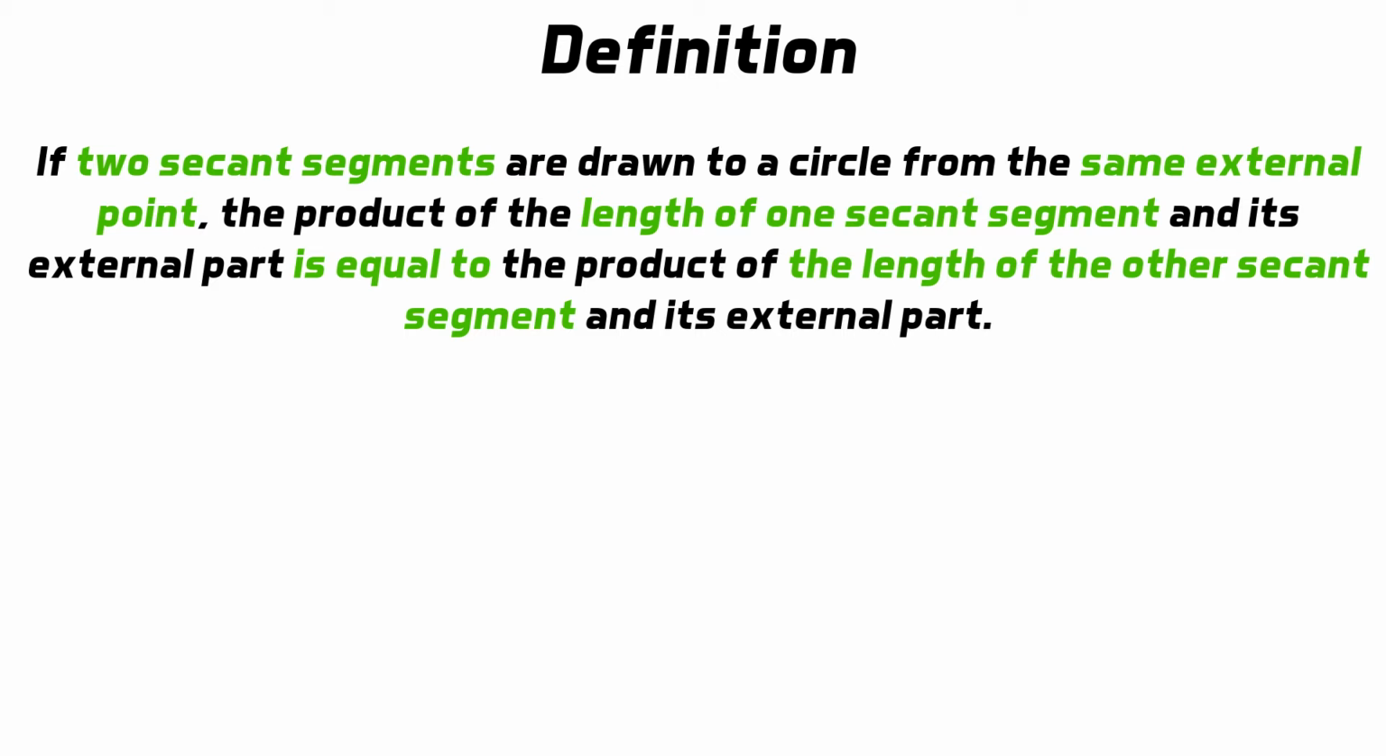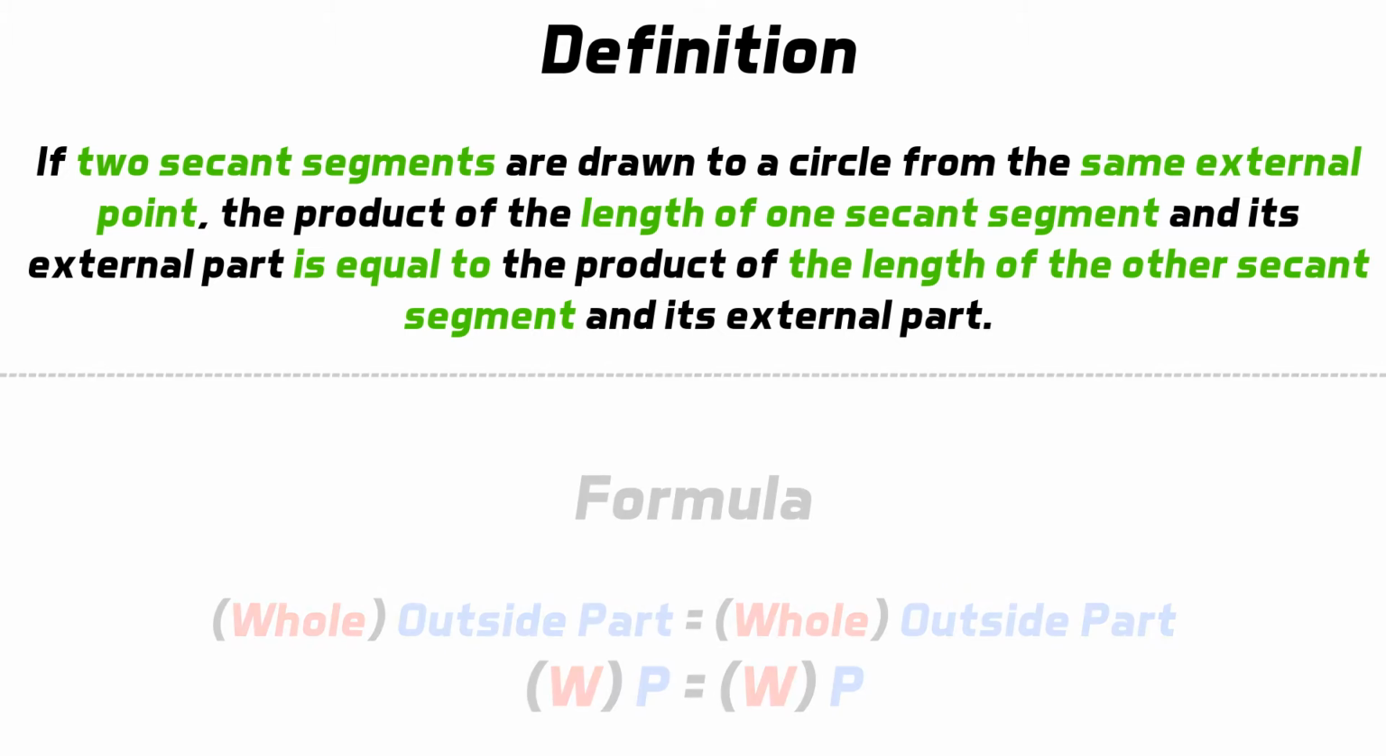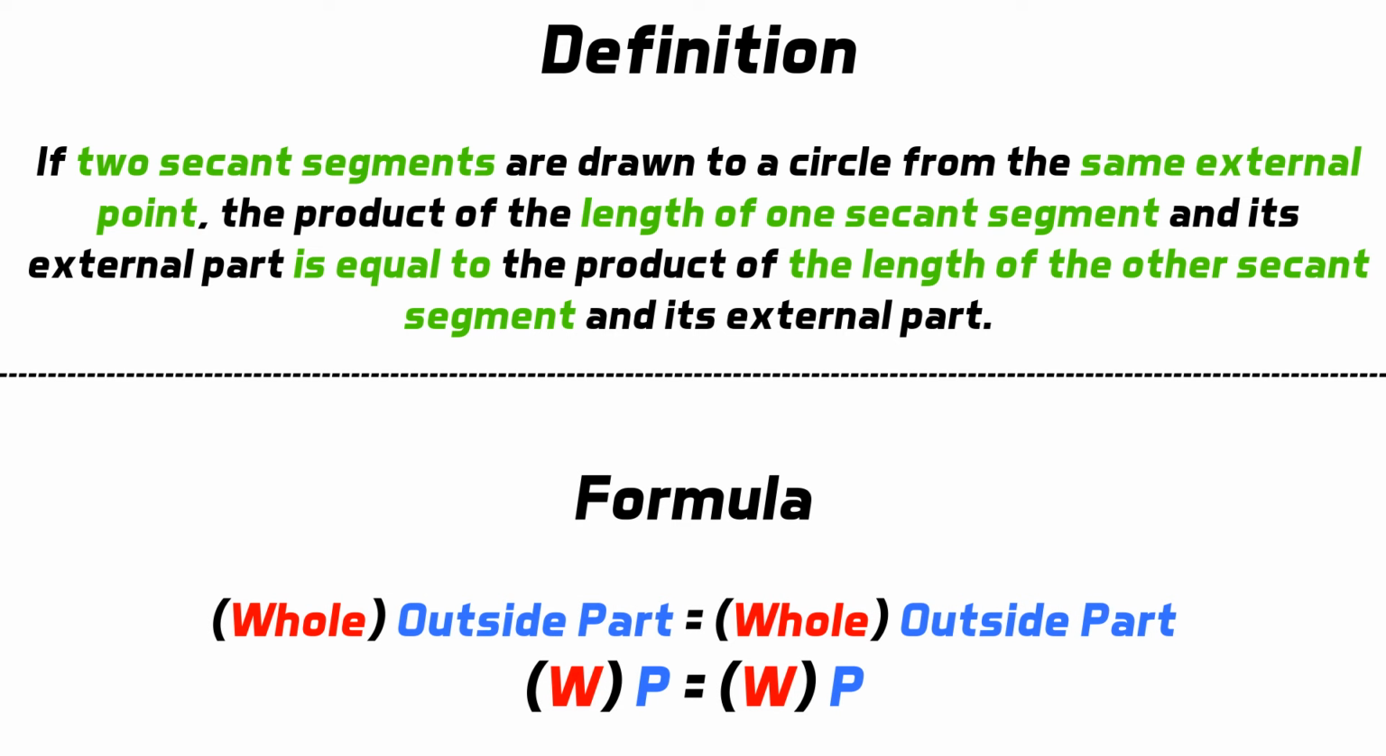Just to summarize what I just said, when it's secant-secant and they start from the same point, the two products are going to be equal to each other, and the formula we're going to be using is whole part multiplied by outside part is equal to whole part multiplied by outside part.